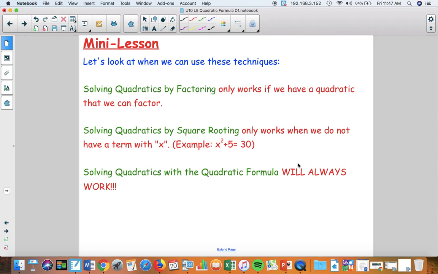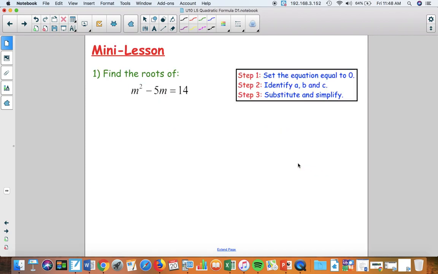So let's look at when we can use these different techniques. So by factoring, that only works if you have a quadratic that you can factor. I don't know why this is not calibrated properly, but you get the point. Solving quadratics by square rooting only works if you do not have an x term. For example, what we have here, or what we had in the do now. And the quadratic formula will always work, which is why we like it the most.